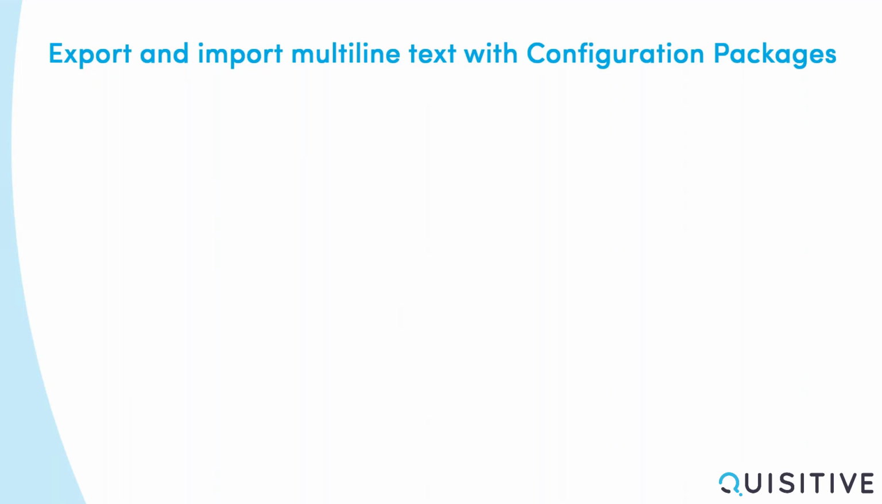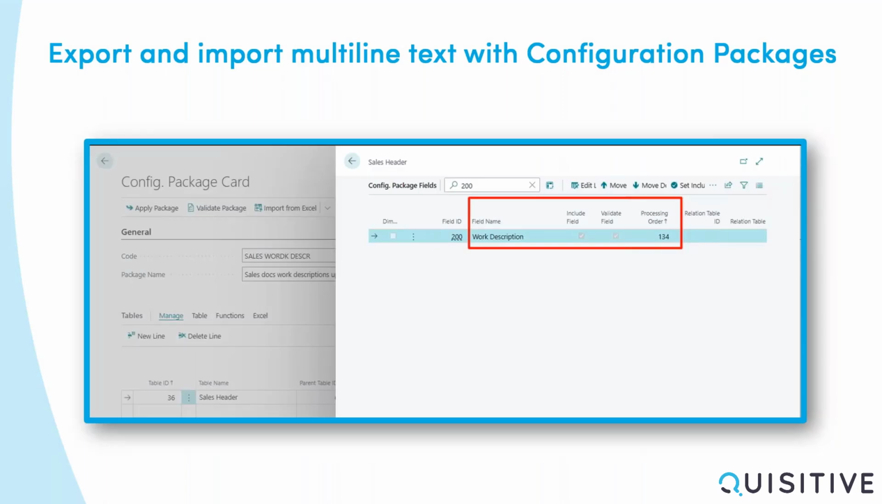Improvements in configuration packages. Enhancements have been made to configuration packages, allowing for the inclusion of fields with multi-line text, such as work description. Simply select the Include Field checkbox on the Configuration Package Fields page to add these fields to your configuration package. You can then export the data to Excel from the Configuration Package card page.